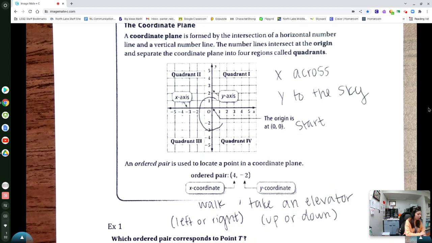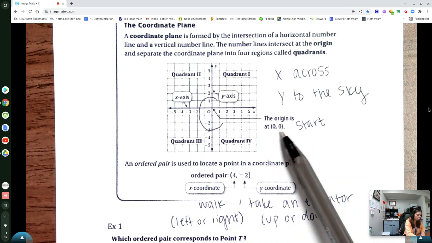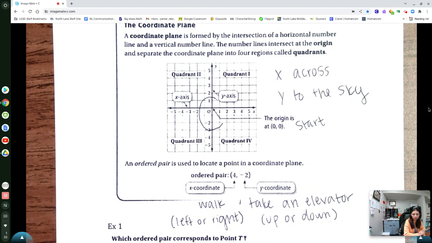Because the origin is directly in the middle, it hasn't moved left, right, or up or down, its ordered pair is (0, 0). It is just straight in the middle, (0, 0), the origin, the starting point. So let's get into our examples.